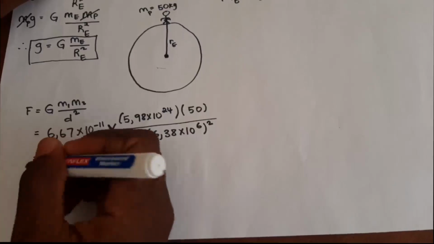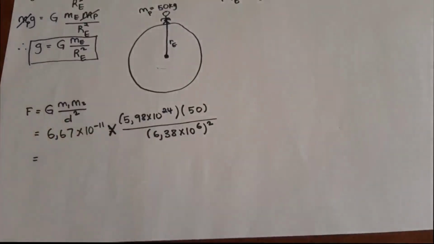So this is equal to, let's punch that into our calculators. 6.67 multiplied by 10 to the power of negative 11, multiplied by the fraction 5.98 multiplied by 10 to the power of 24.